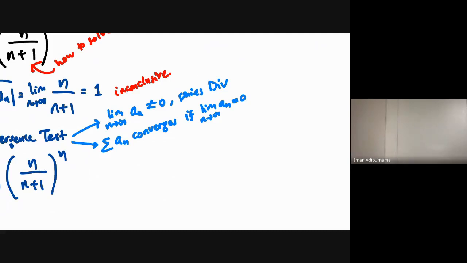But the first statement here is really important, and you can definitely check the limit of the series first. If the limit is not zero, then it will definitely diverge. But for convergence, the limit should be zero, but that's not always enough. You need to prove that it converges with another method first. So those are the definitions for the divergence test, and we can apply them in most cases, like this n over n plus 1 with the power of n.